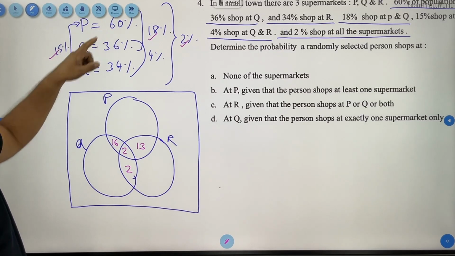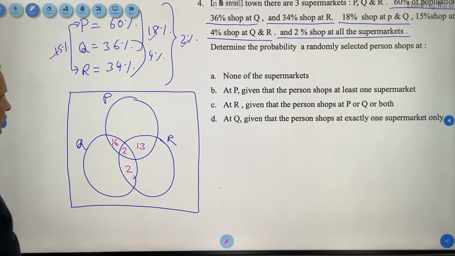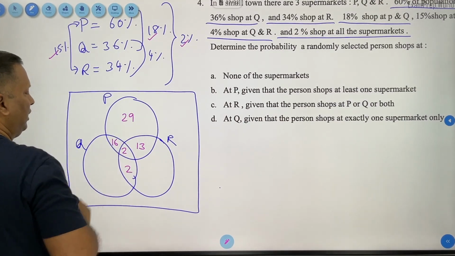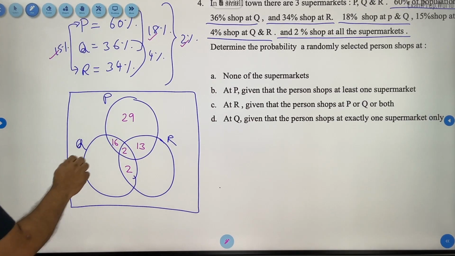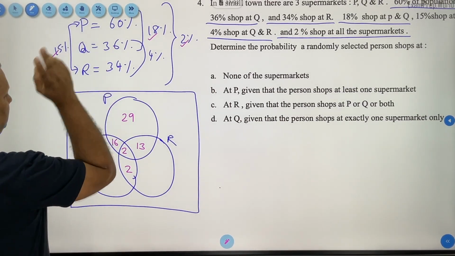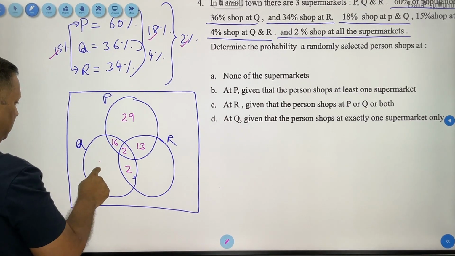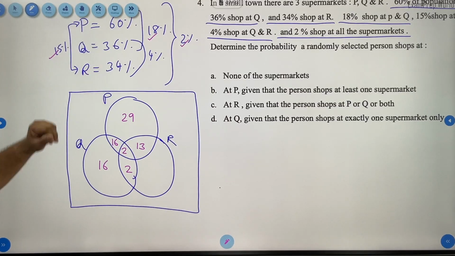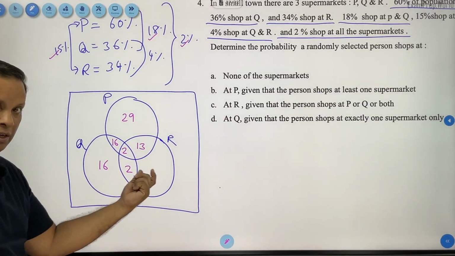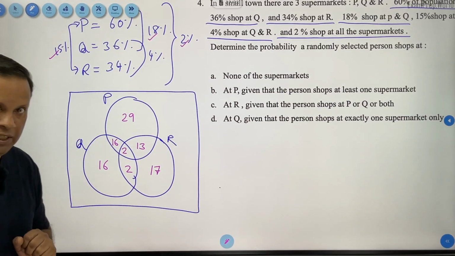Now P 60%. How much is this? 16 plus 13, 29, 31. 60 minus 31 is 29. So P part 60% is done. Now Q is 36. 16 plus 4 is 20, 16. Okay. So this part is also done. Q 36 is done. Now R is 34. How much do we have? 13 plus 4, 17. Another 17 should come here. So all our percentages have gone inside.